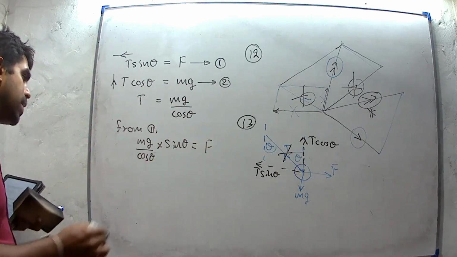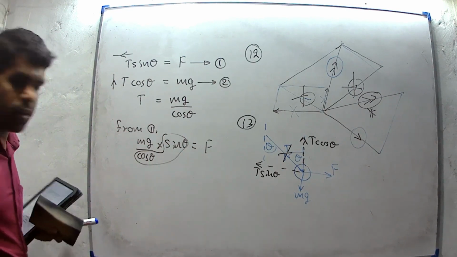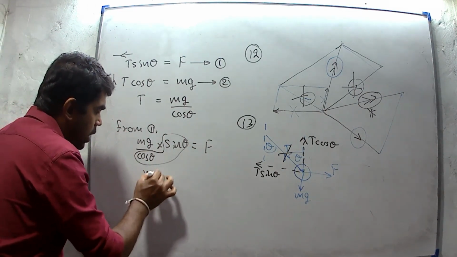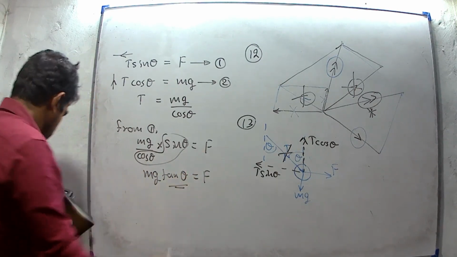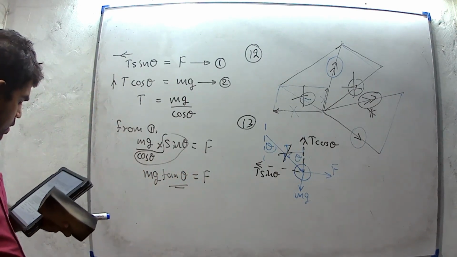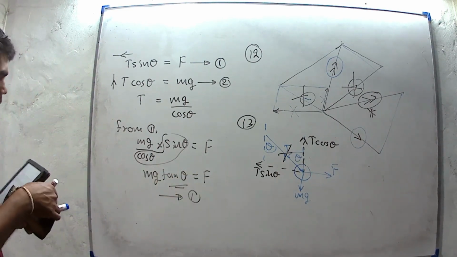Now we know that sin theta divided by cos theta is tan theta. Then we can write mg tan theta equals F. mg tan theta is the first answer. Answer 1 is correct for question number 13.